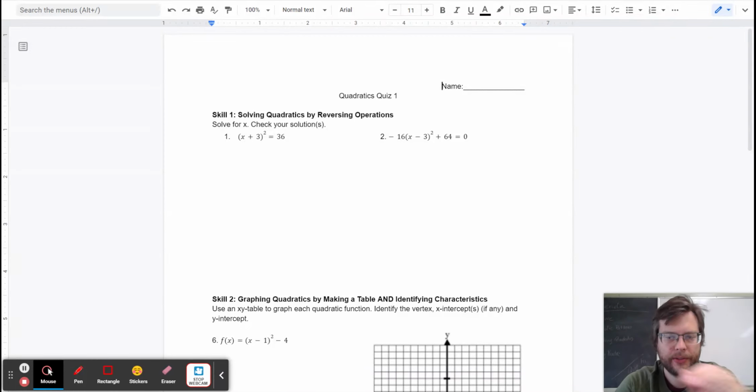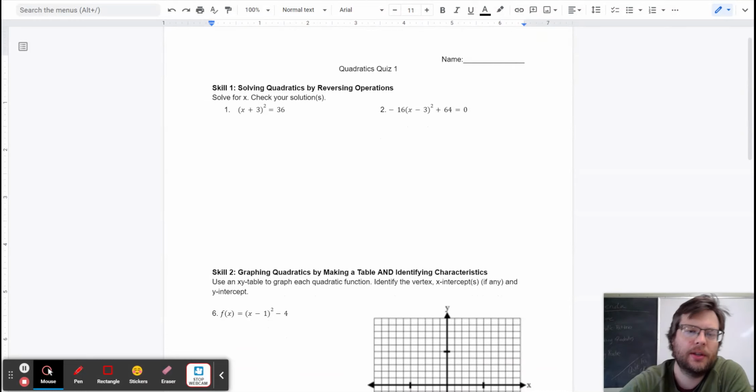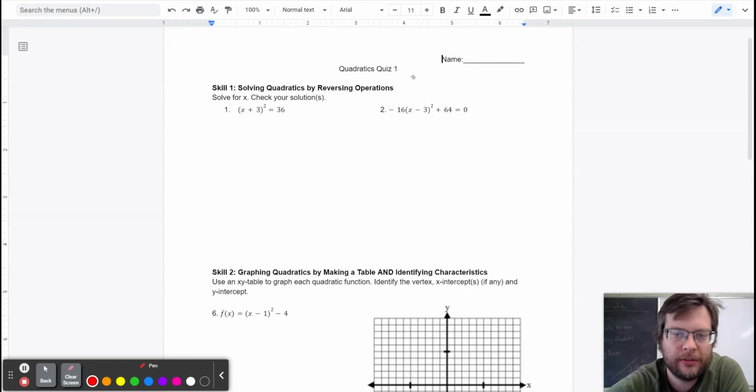All right, hello students. So this was the quadratics quiz we did recently. And the whole idea for skill number one, solving quadratics by reversing operations, is we're reversing the order of operations. And so this is that SADMEP map that I've been talking about all year long.